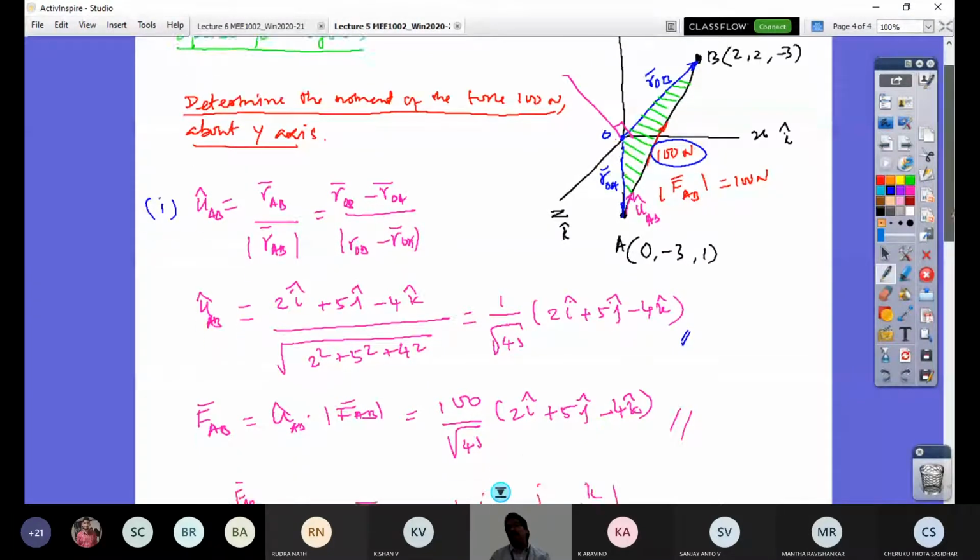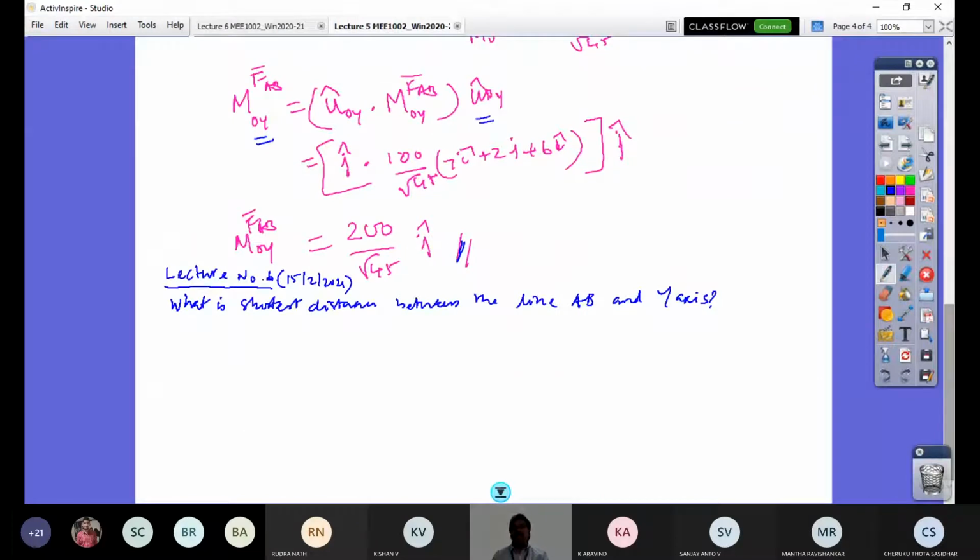That's what I'm going to explain first, right? So what am I going to do first? I'm going to find the parallel component of this force FAB to the y-axis. So how much is it? How do I get it? It is simply a dot product. So it is FAB vector dot UOY vector, which is FAB vector dot j vector.